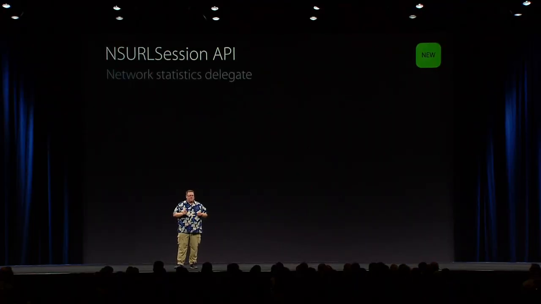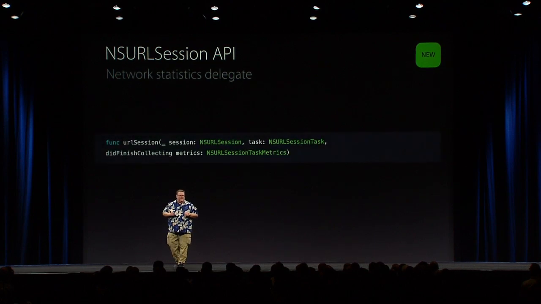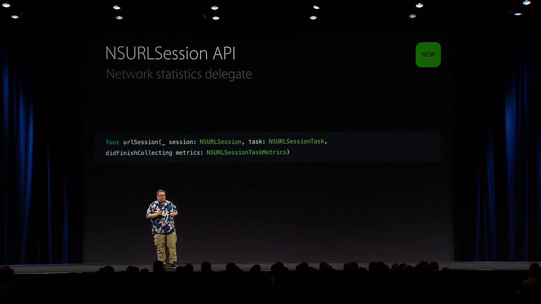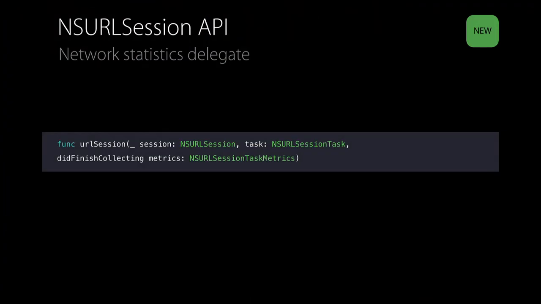Now, before we get started with the actual statistics values, let me explain to you how you're going to get all these values. And to do this, we need to look at a little bit of code. Here we have a brand new delegate called didFinishCollectingMetrics. This is a delegate method of the NSURLSessionTaskDelegate class. Now, when you implement this delegate, it's going to be passed a task for which the metrics were collected and a new class object. This is NSURLSessionTaskMetrics.